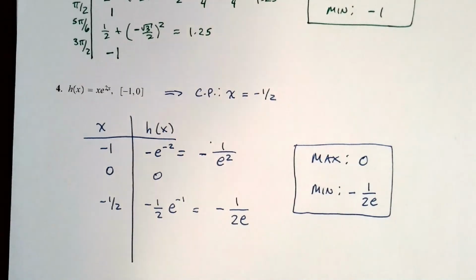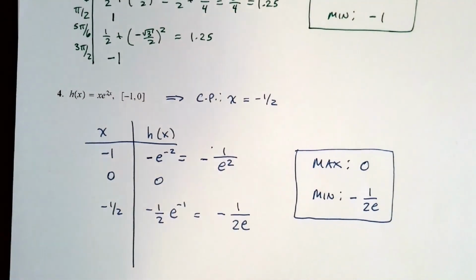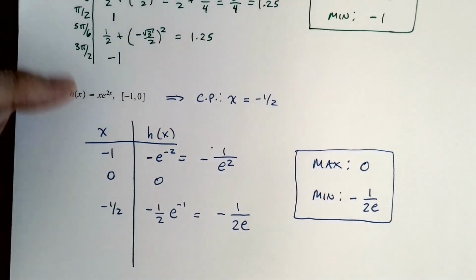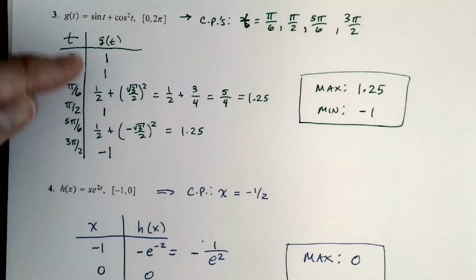Okay, so that's the way we find maxes and mins for continuous functions, right? We're guaranteed to have a max and min on a closed interval. Those values will occur at either endpoints or critical points. So we find the critical points, check the function at the endpoints and the critical points, and then we just find the max or min in that list.